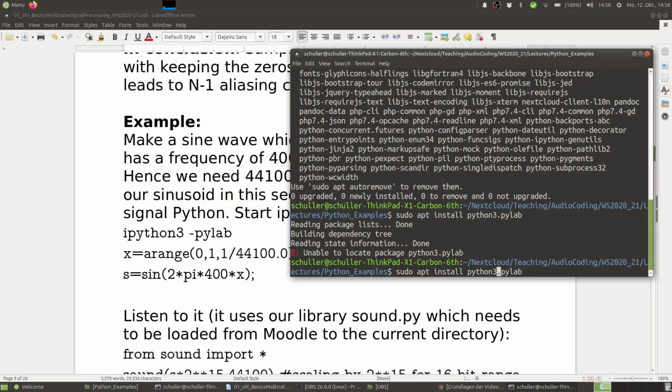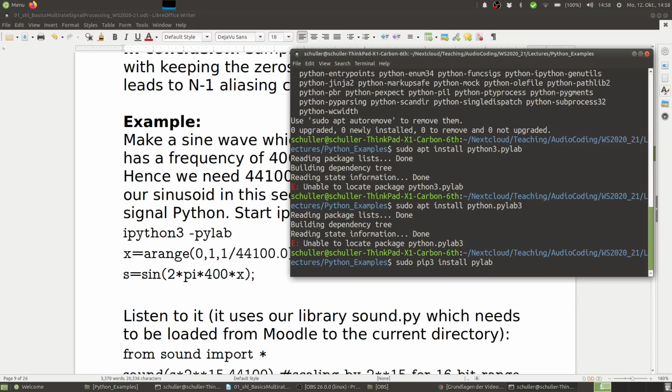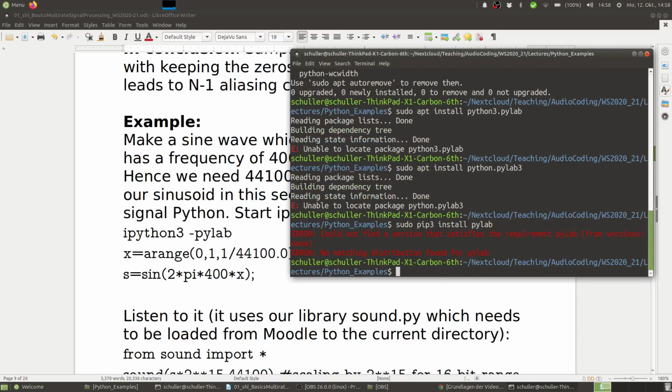Unable. Let me try this one here. Pylab 3. No. Then you can also try sudo pip install pylab. And it should be pip3 here. Interesting. It's not really working.